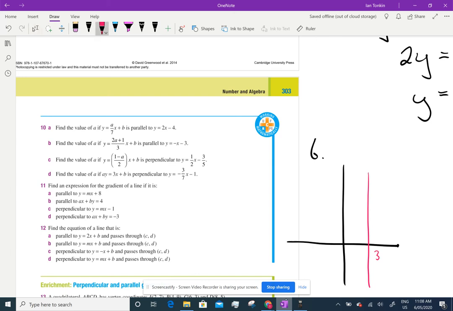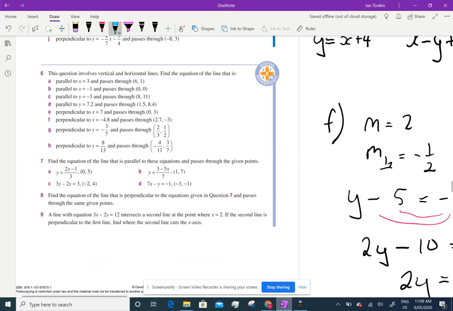We don't care what other value it goes through. So 6 is about here. So it's parallel to that, and it's going through this point, 6, 1. I'll use a different colour. It's going to be that line. X equals 6. All those parallel ones, you don't even care about. So in B, you don't even care about the y value. It's going to be x equals 0.